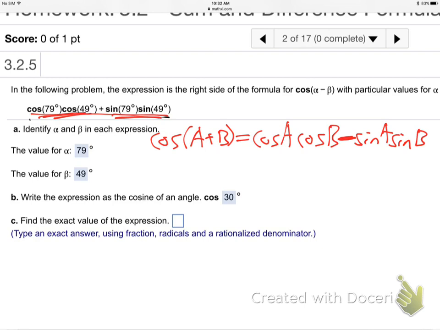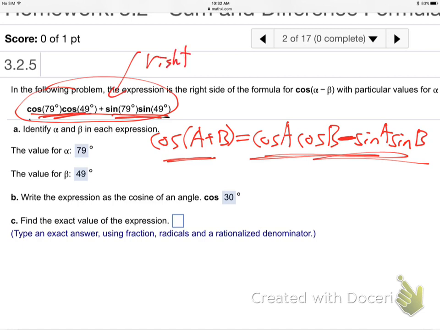And they're wanting me to go backwards. They're wanting me to start with this, which is the right side, and go back to the left side. Is everybody seeing that? So the right side, cosine, cosine, sine, sine, that's what this is. This is the right side. And they're just saying, hey, what's the A? They're calling it alpha and beta, whatever, A and B, what do you want to call it? What are the two angles they're putting in there? Well, it's those two angles, 79 and 49.